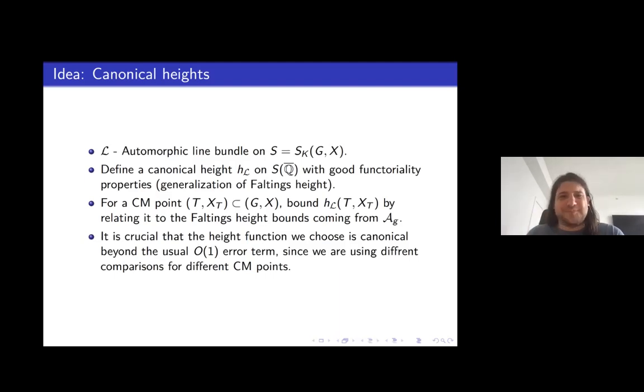I'm the most lazy, hooray for cheating person around. So I really did test this assumption and try to make the proof work by just picking arbitrary V heights. It really seems to need a canonical height function. Made me appreciate the Faltings height a lot more.